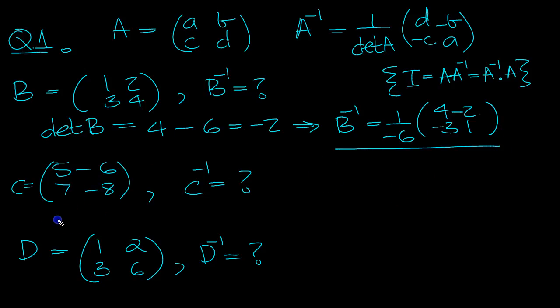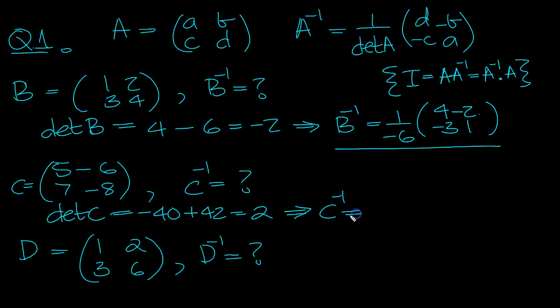Let's have a look at the next one. So det C now. Leading diagonal is minus 40. Take away the trailing diagonal, which is minus 42. So that's plus 42. So det C is 2. So C to the minus 1 exists then. And that's equal to 1 over det C now, multiplied by, swap the leading diagonal entries around, and flip the sign of the trailing diagonal. So this becomes 6, and this is minus 7.